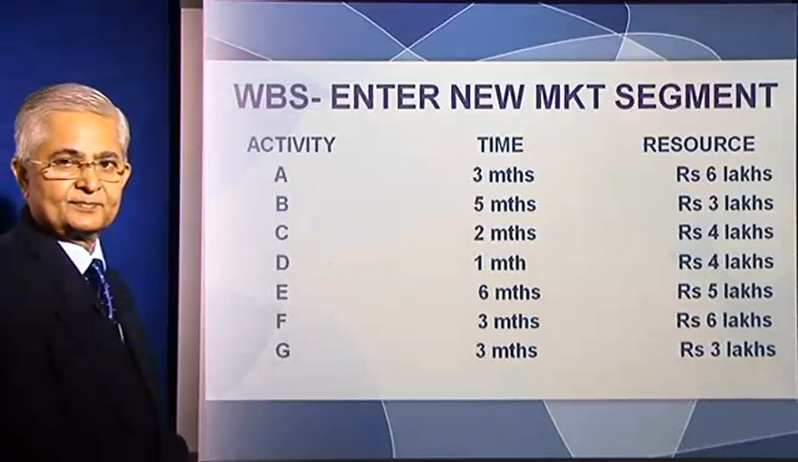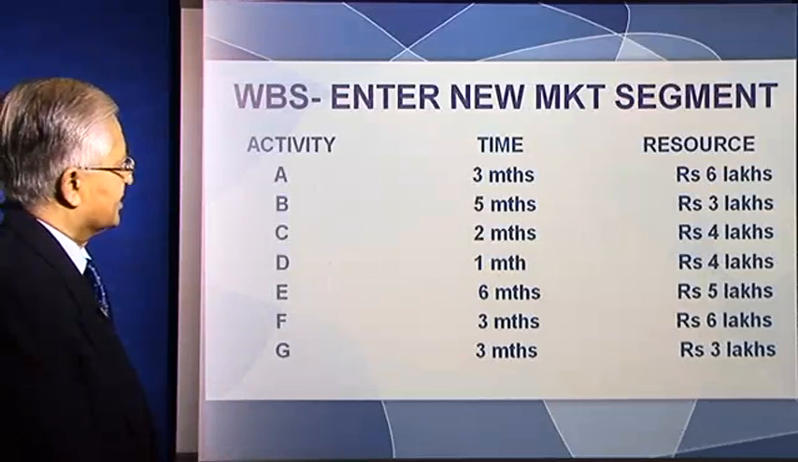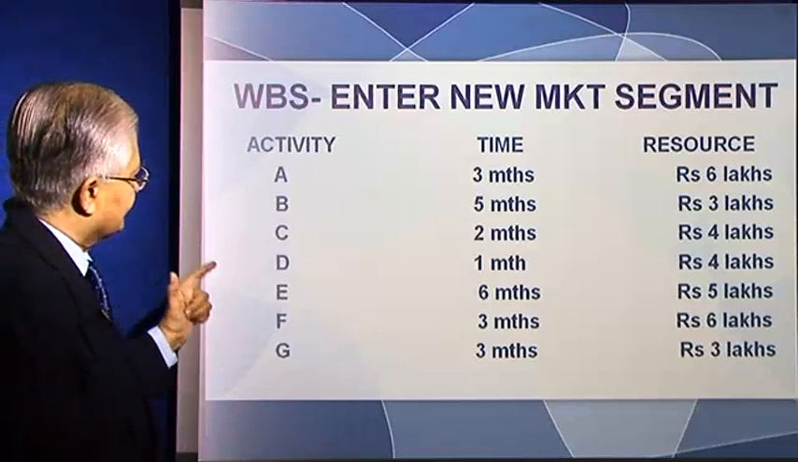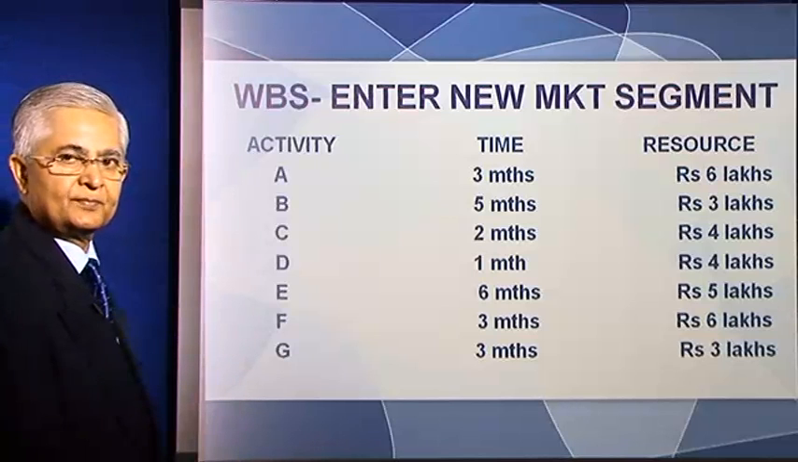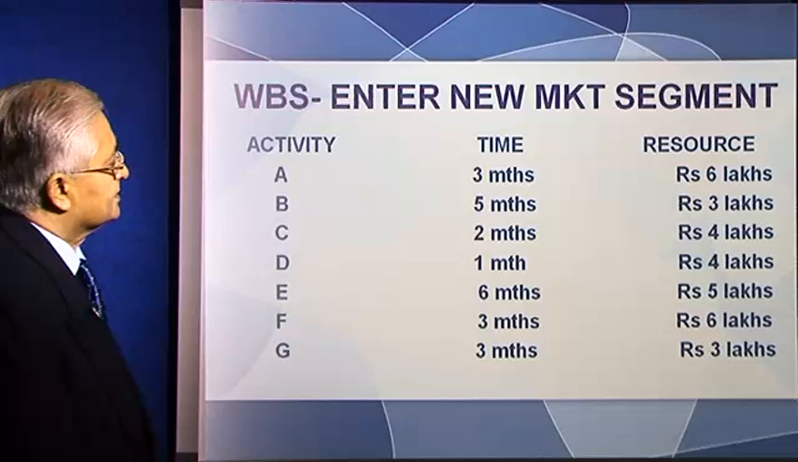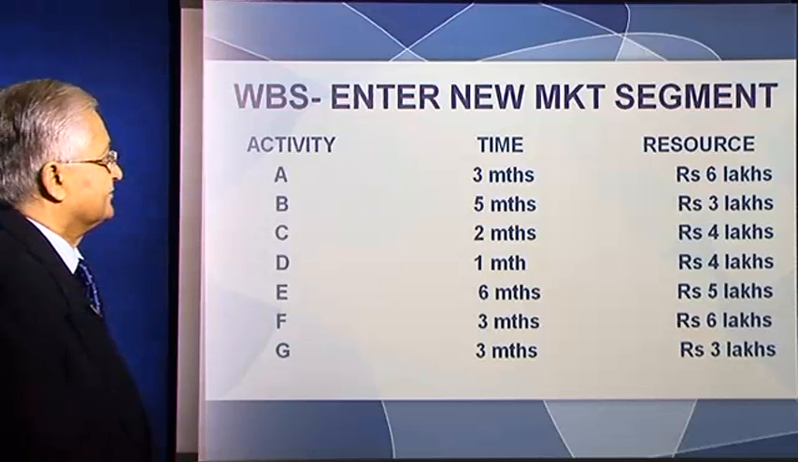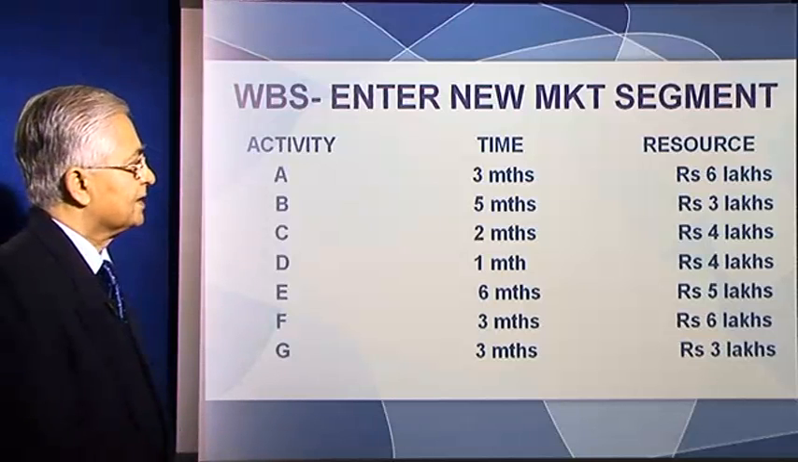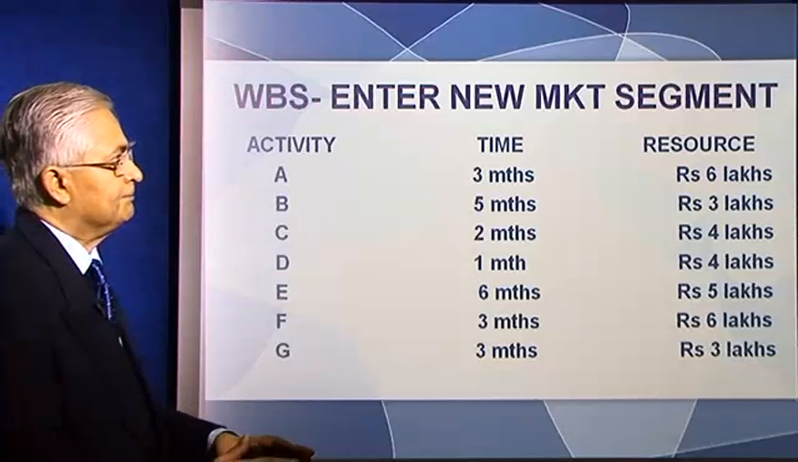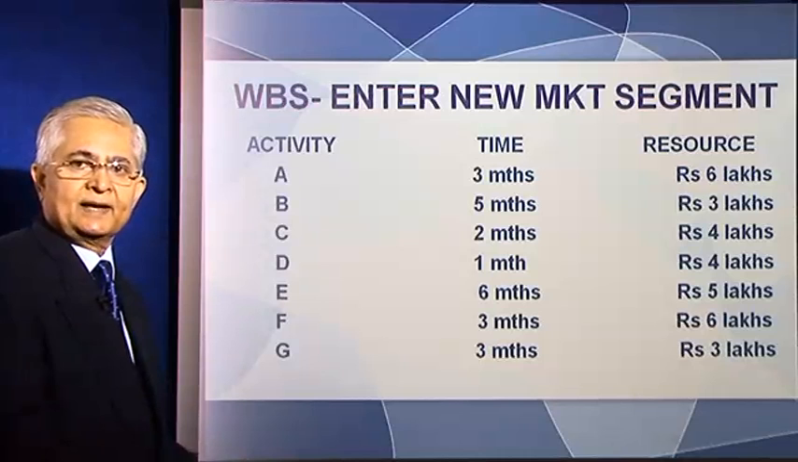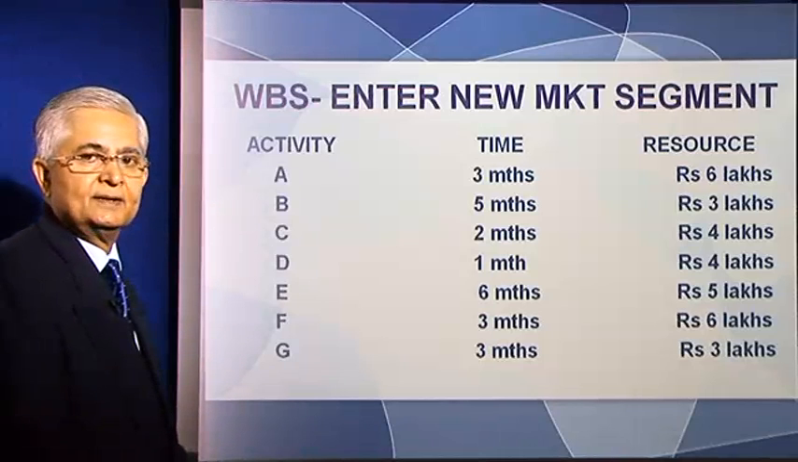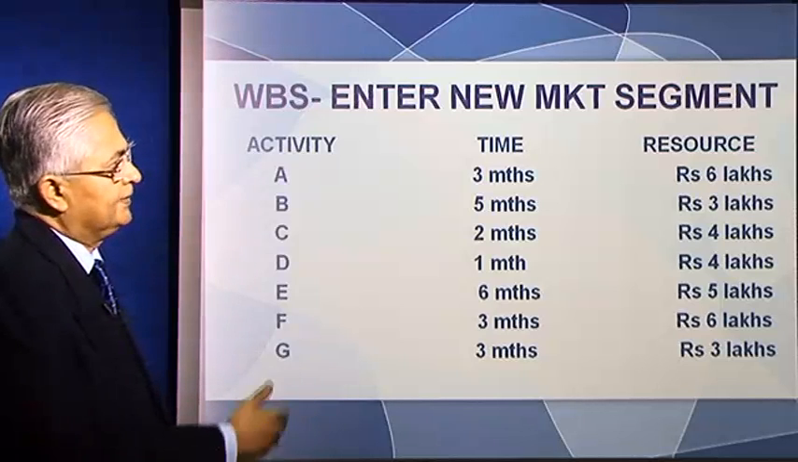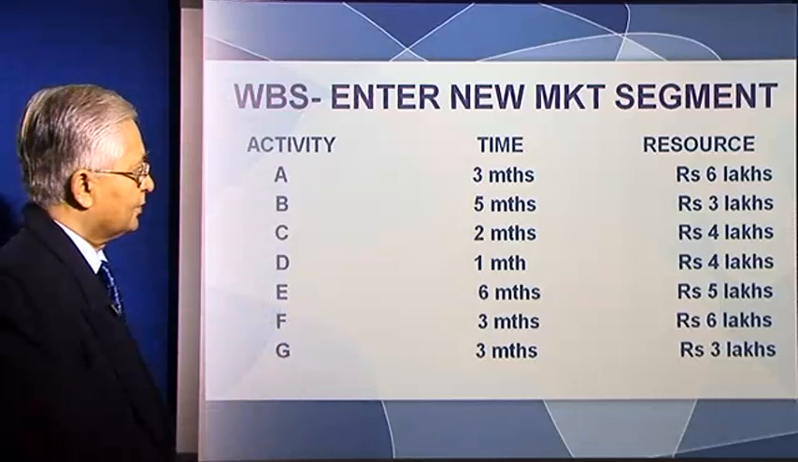That's what we have done here. We've created a chart which is the WBS, where we have listed out the activities from A to G. We have listed out the time for each activity and the resource that we expect the activity will require. We have talked only about the money as the resource, but like money there are other resources. For instance, people, manpower is one resource, right? But since we are looking at an example, we are looking at money as the resource that is required.